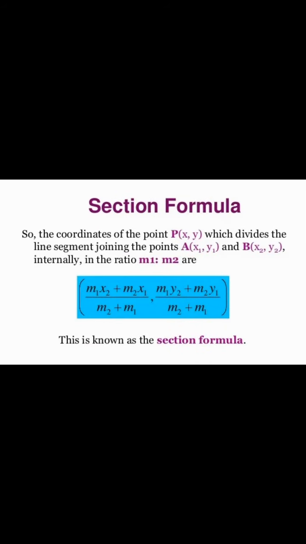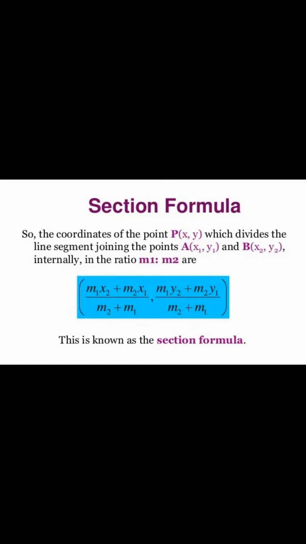Section formula is to find the coordinates of a point P which divides the line segment joining the points A (x1, y1) and B (x2, y2) internally in the ratio m1 is to m2. That is, by section formula, the coordinates of the point P are (m1 x2 + m2 x1) divided by (m1 + m2), and (m1 y2 + m2 y1) divided by (m1 + m2).